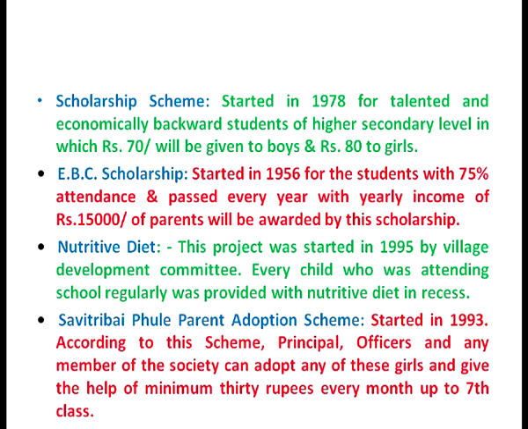This scheme was started by the state of Maharashtra in 1956 for the students with 75% attendance who passed every year. It means there should be no failure in any class of any boy or girl, and those whose parents have a yearly or annual income of rupees 15,000 are awarded this scholarship. EBC scholarship is given to such students.